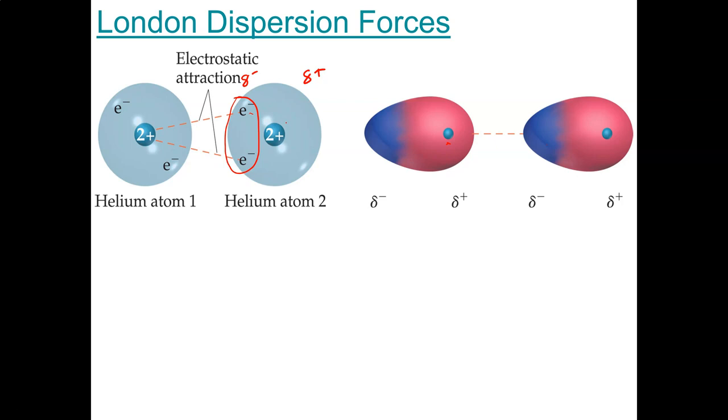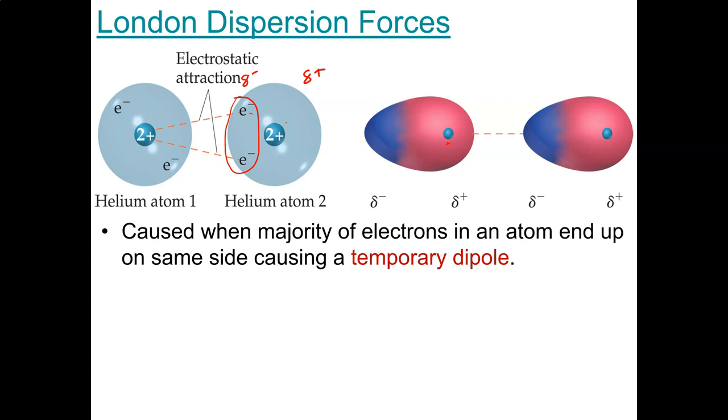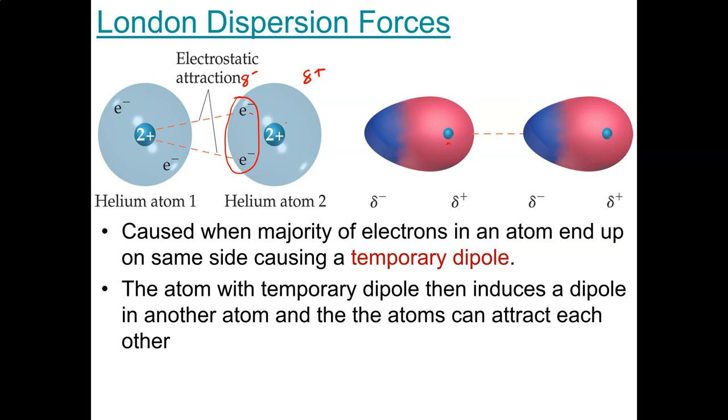The more electrons you have, the more London dispersion force there is. So atoms that are bigger in size, meaning they have more electrons in their shells, have more of it than the ones that have fewer. The atom with a temporary dipole then induces a dipole on the other, and now they can attract each other. That's basically what it is.